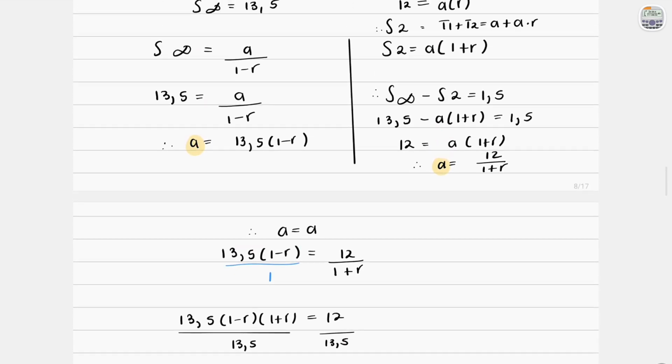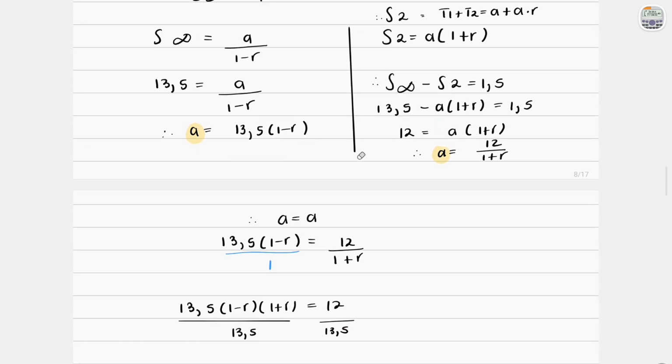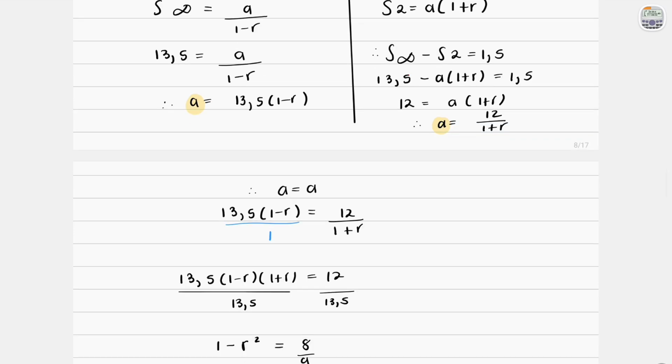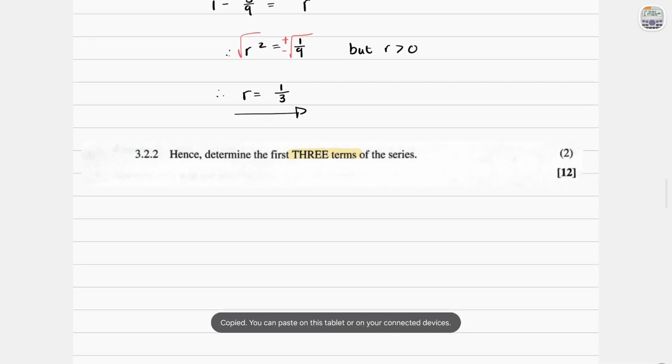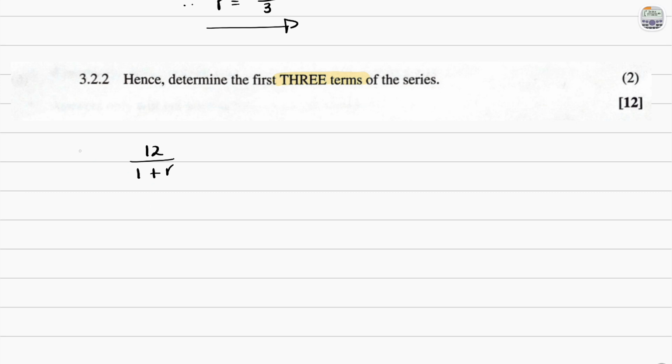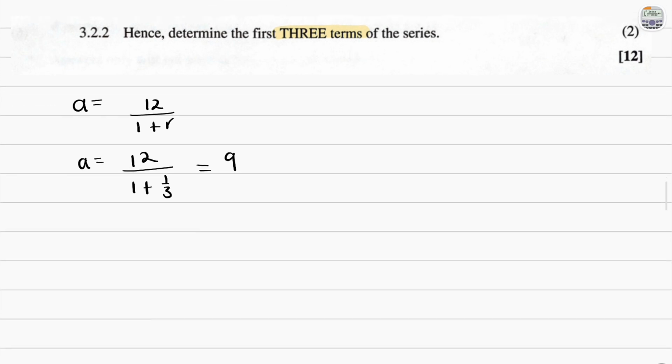We had expressions for a over here and over here. I'll just take this one because it looks a little more simple. In place of r, we'll substitute that r value. So a is equal to 12 over 1 plus 1 over 3, which is 9. So that's 9. And now that we know what a is, here's how we can find the first 3 terms.